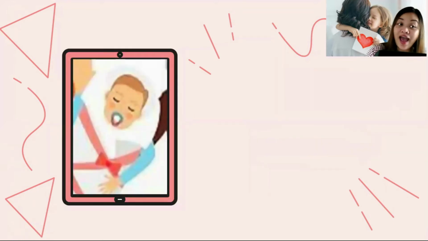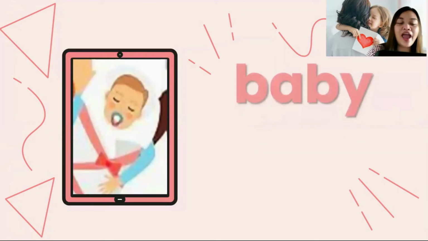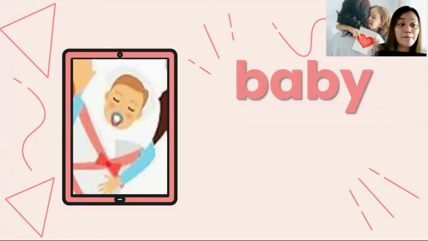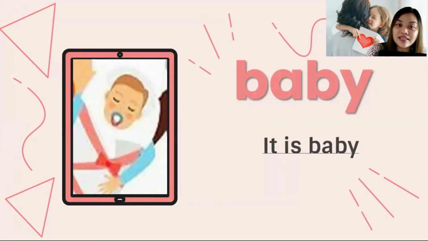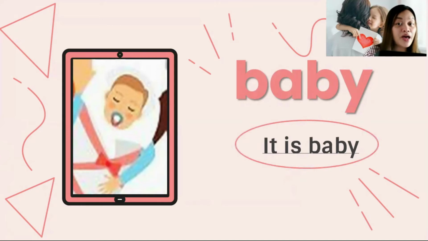Next one, we have baby. Everybody say baby. Who is it? It is baby. Now, what is the spelling of baby? Let's spell together. B-A-B-Y. Baby.